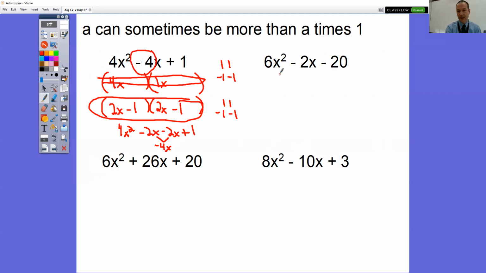Take a look at the 6. Now, again, you might have 6 and 1. It might be a 6 and a 1.